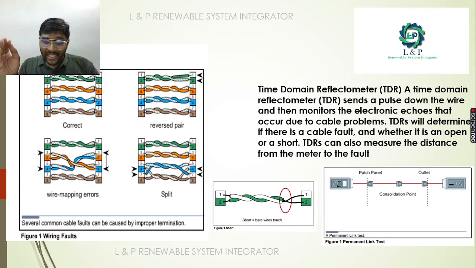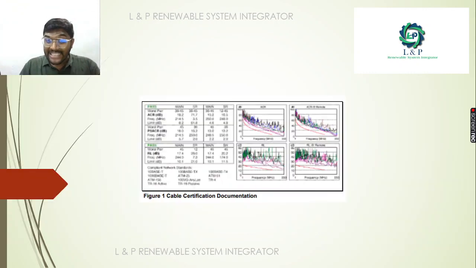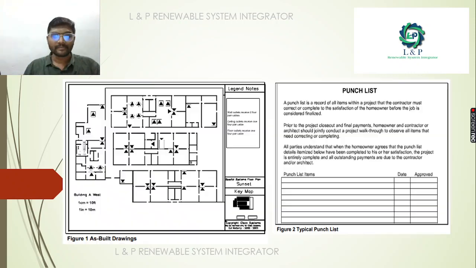Finally, once you have done all these tests, you can do the permanent link test also. Using that test, you can provide your cable certifications, which you can print out from your machine. That is a final document for your reference that you have tested it properly in all ways.